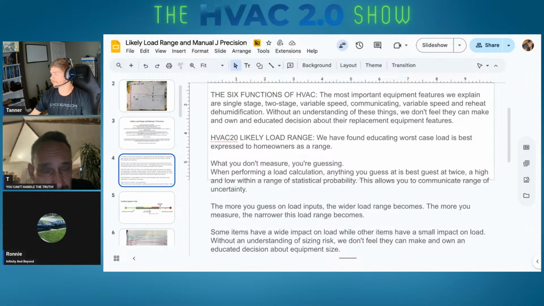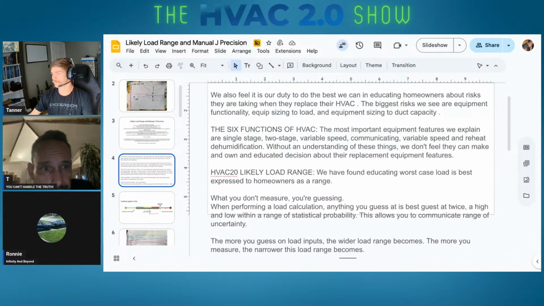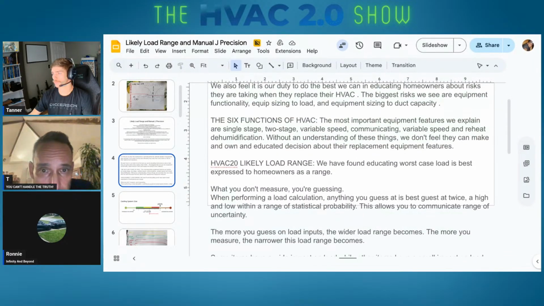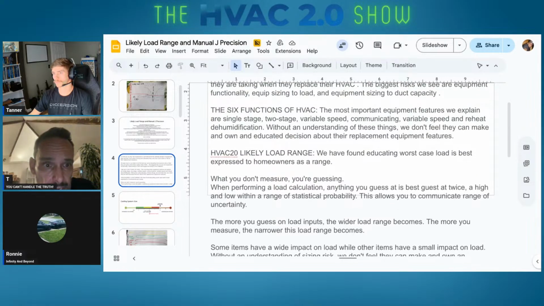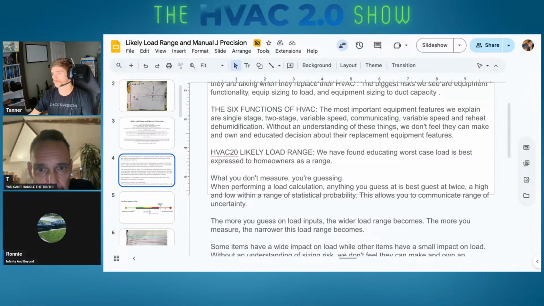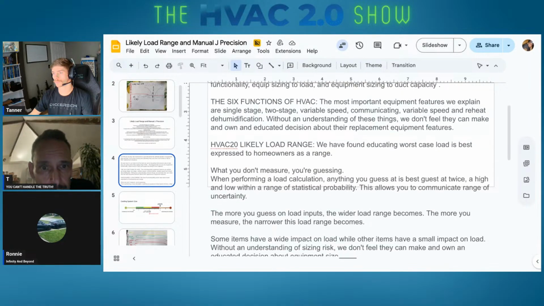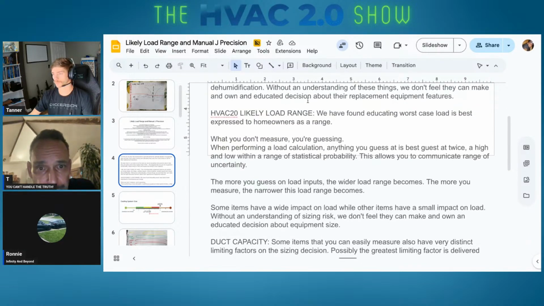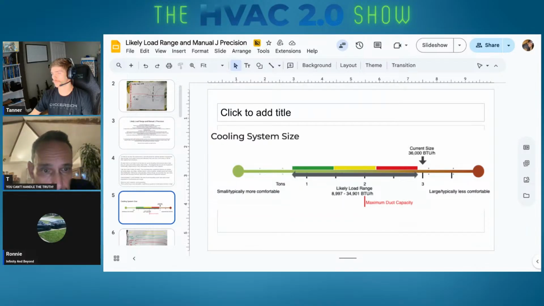The 6 functions of HVAC really help them understand functionality. The most important equipment features we explain are single stage, 2-stage, variable speed, communicating variable speed, and reheat dehumidification. Without an understanding of these things, we don't feel they can make and own an educated decision about their replacement equipment features. And then likely load range: we found educating about worst case load is best expressed to the homeowner as a range. Again, this is what our likely load range currently looks like.